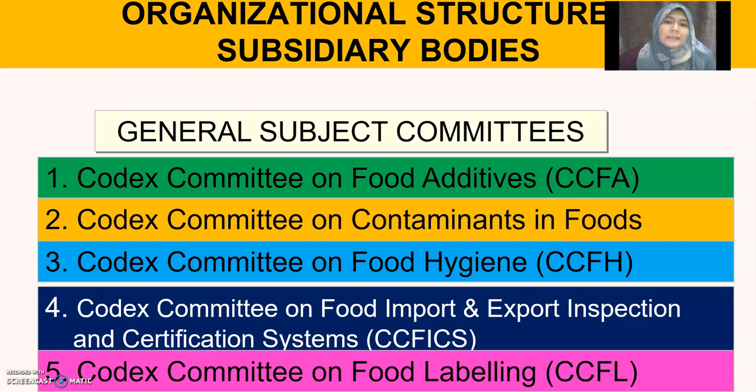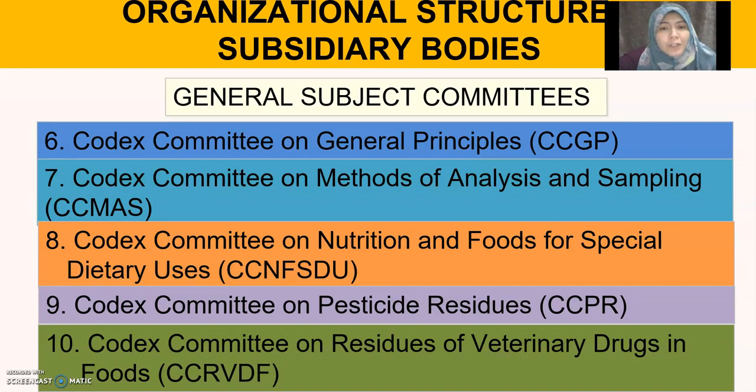Okay. So under the general subject committees, there are a lot of Codex committees. They have the Codex Committee on Food Additives, CCFA, Codex Committee on Contaminants in Food, CCCF, Food Hygiene, CCFH, on Food Import and Export Inspection and Certification Systems, CCFICS, and also the Codex Committee on Food Labelling, which is CCFL. Also, they have Codex Committees on General Principles, on Methods of Analysis and Sampling, on Nutrition and Foods for Special Dietary Uses, on Pesticide Residues, and also on Residues of Veterinary Drugs in Foods. So these are all the general subject committees.